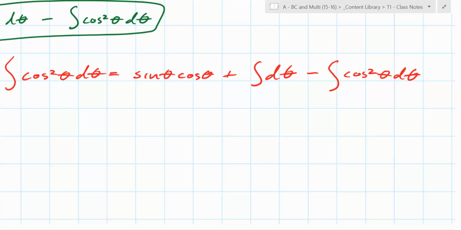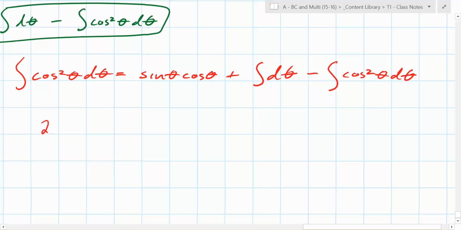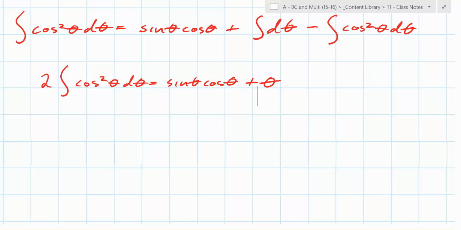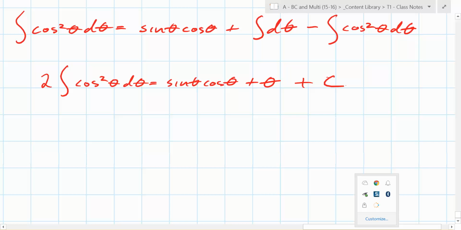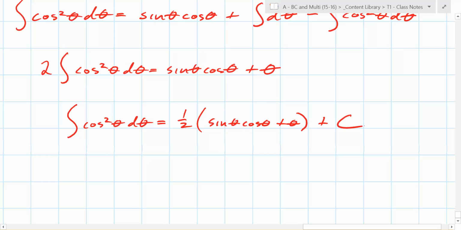What can we add to both sides? Yeah, so what do you end up with? 2 times the integral of cosine squared theta d theta is equal to sine theta cosine theta plus theta, and then plus c. Doesn't really matter where you put the c. Put the c at the end. What do we divide both sides by? The integral of cosine squared theta d theta is equal to 1/2 of sine theta cosine theta plus theta, plus a constant.